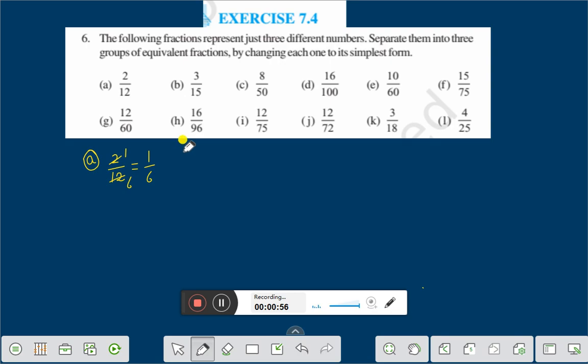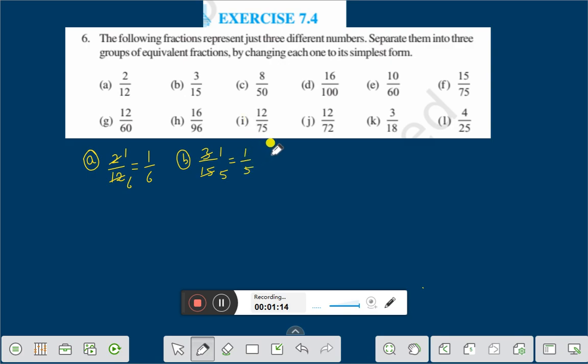Now, question number B. Question number B is 3 by 15. If we change into lowest term, 3 1s are 3, 3 5s are 15. That is equal to 1 by 5.